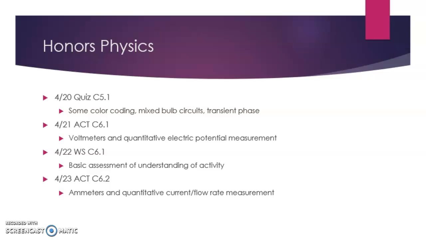Okay, the rest of this week we're going to be getting started with Castle Unit 6, which is going to cover our quantitative, that is with numbers, measurements of the different things that are going on in our circuit. On Tuesday, April 21st, due the following day, I suppose, is activity C6.1, which is going to cover voltmeters and measurement of voltage or electric potential difference, which we have talked about a little bit more extensively than my other class.